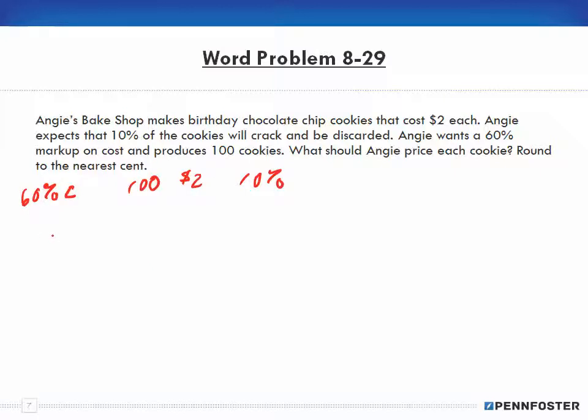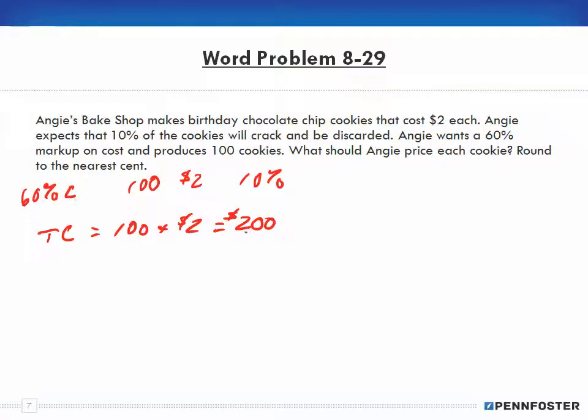So if I produce, for my total cost, I have, let me write that better, my total cost is going to be equal to 100 cookies times the $2, which means my total cost is $200.